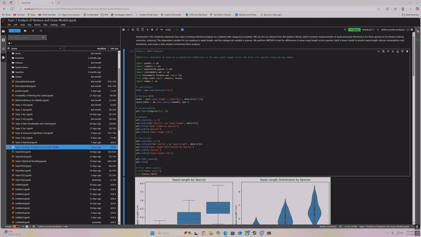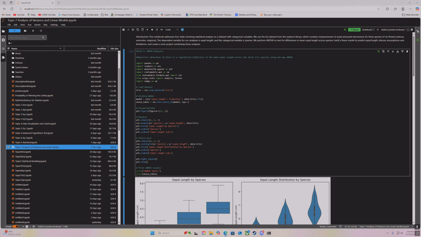We use two statistical methods: ANOVA, to test for differences in the sepal lengths across species, and a linear model to predict the sepal length. Our goal is to understand the morphological differences in the iris flowers, which could inform botanical research. Let's get into the data.